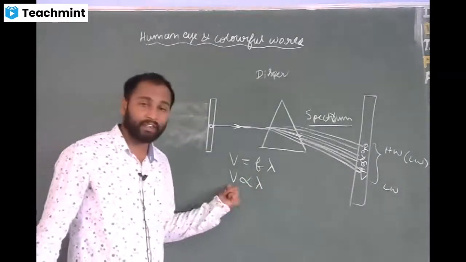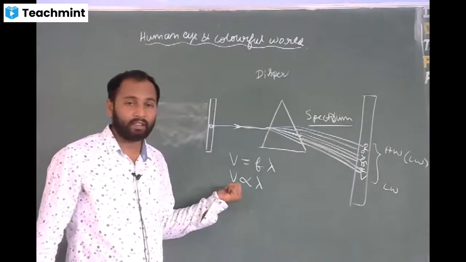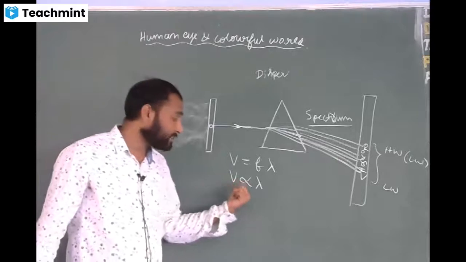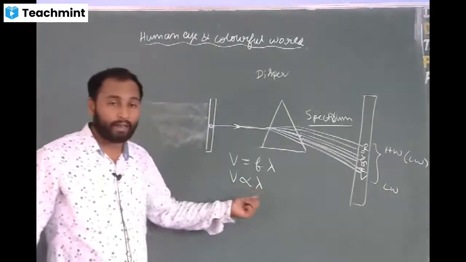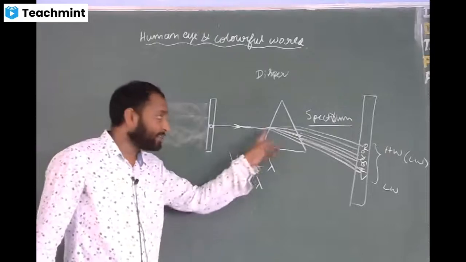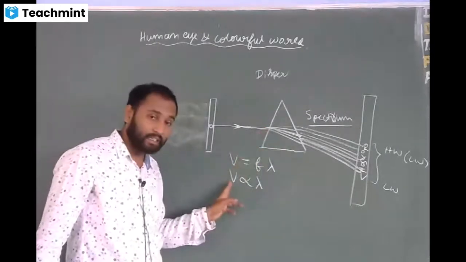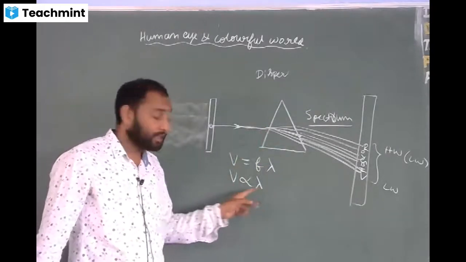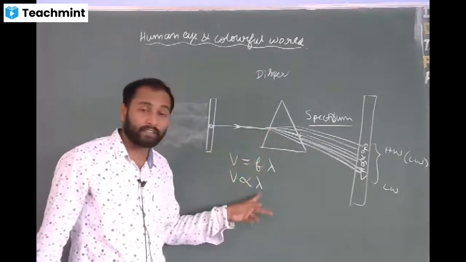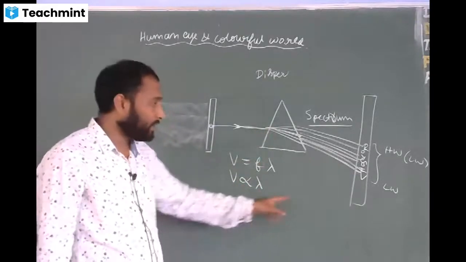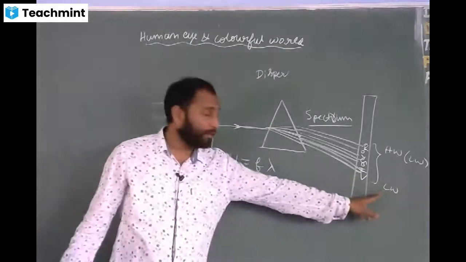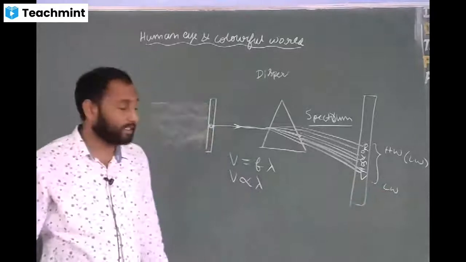What is V? V is the speed of light. Speed of light is directly proportional to lambda, the wavelength. That means the speed after entering the prism decreases if the wavelength is less, and the speed increases if the wavelength is more. That is why violet, having the least wavelength, has less speed.